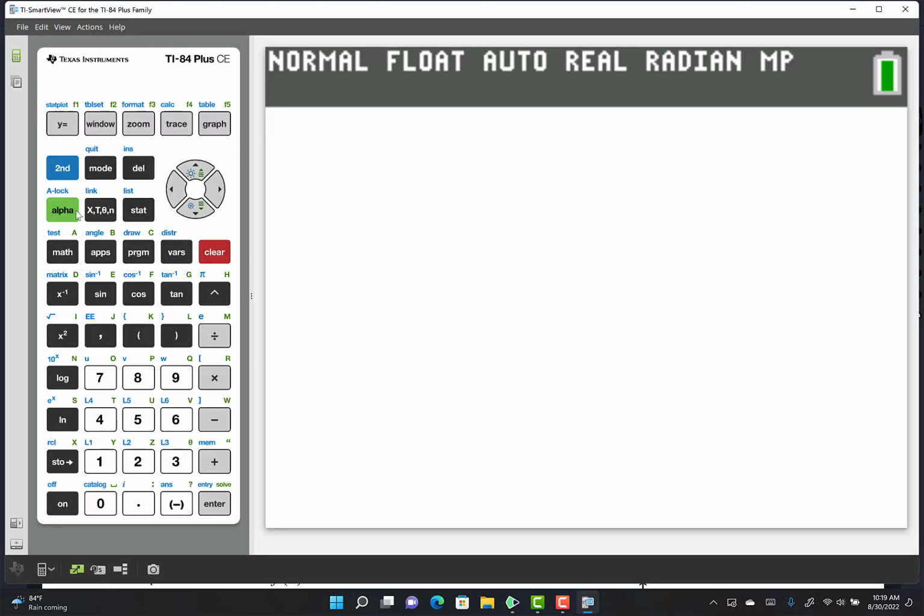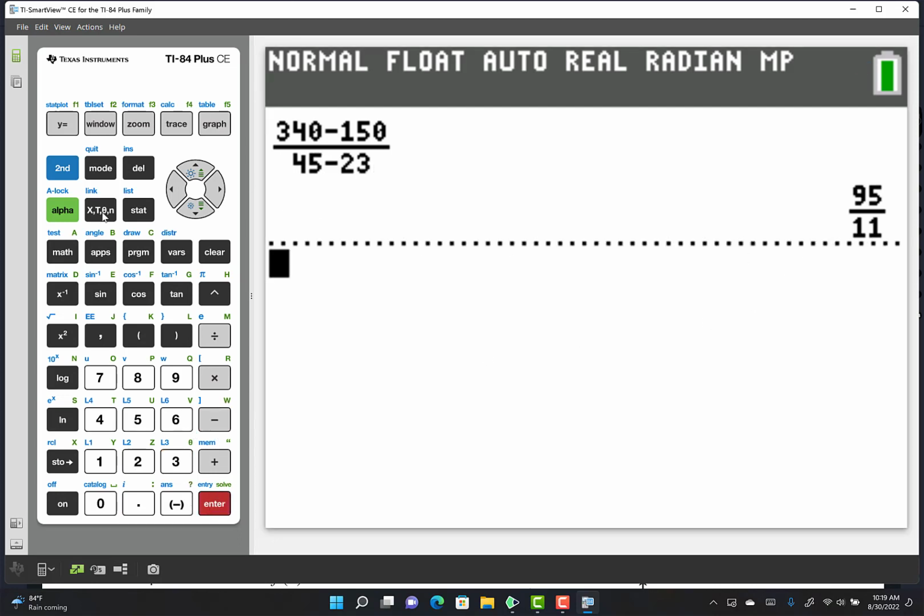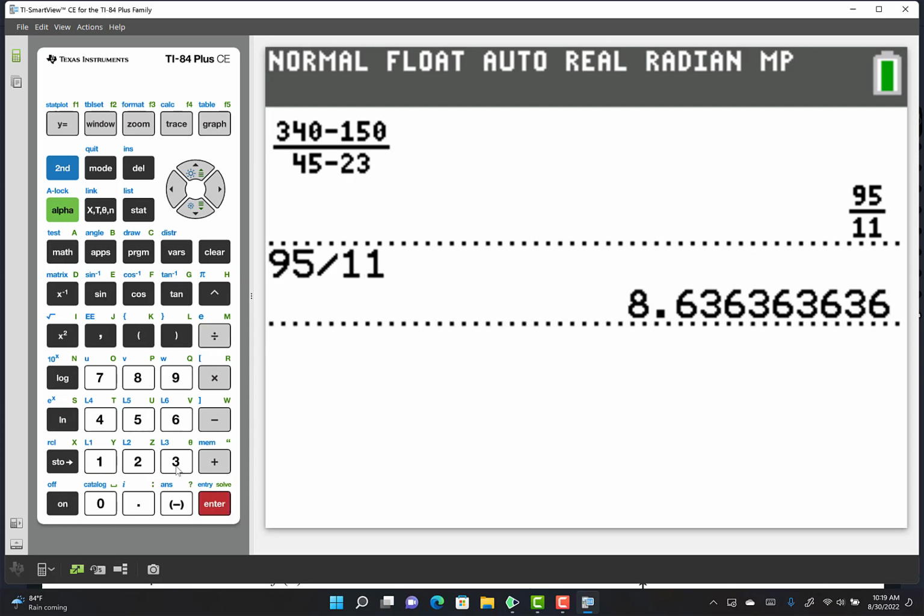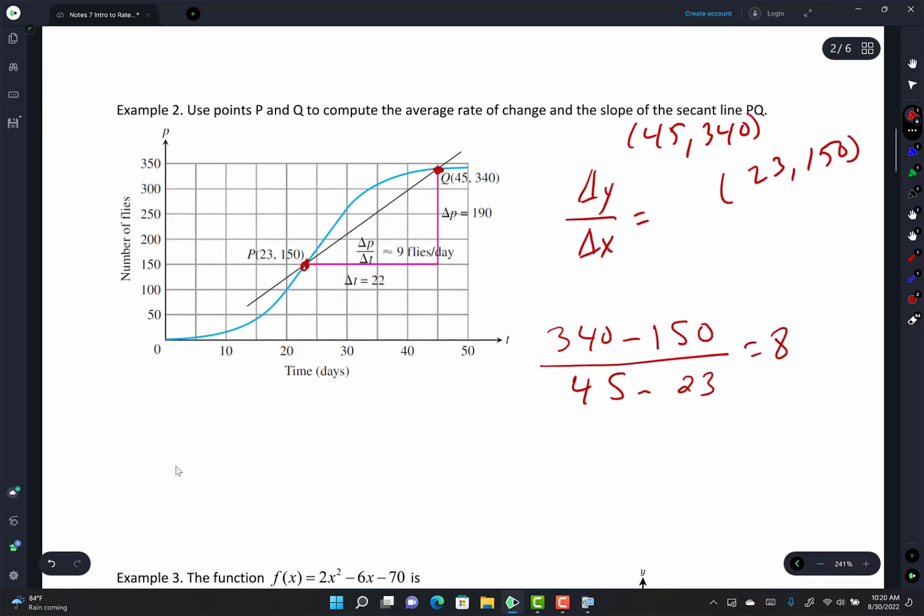I take my calculator out. I'm going to use the fraction feature, alpha y equals, and I'm just going to type it in. 340. I already forgot. Was it minus 150? And then what did I have in the denominator? 45 minus 23. Enter. And I get that. I don't want that. I want it to be a decimal. 95 over 11. 8.636363 repeated decimal. Yeah, that's fine. 8.63 line repeats. And if we have units, in this case we do flies per day.